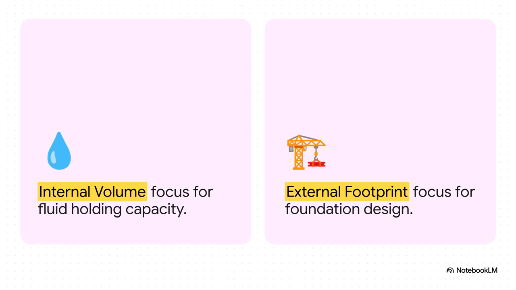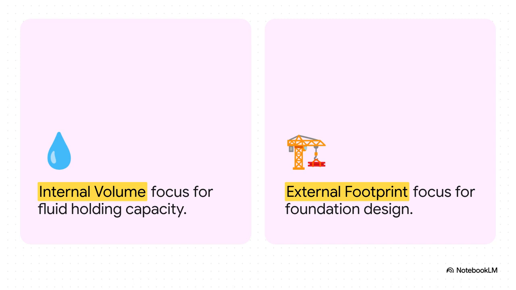Let's briefly contrast these two core English engineering terms so beginners can really lock in the physical difference here. ID is all about the internal volume focus. That fluid-holding interior space is the star of the show. OD, on the other hand, focuses on the external footprint, which includes that thick exterior steel wall.